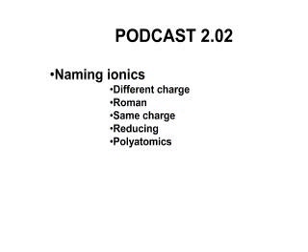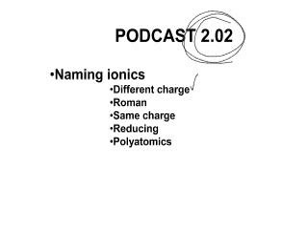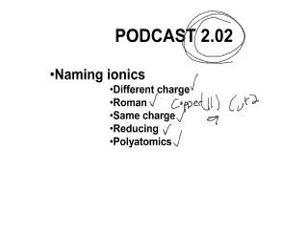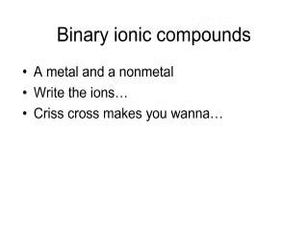Hi everybody, welcome to podcast 2.02 and get ready to actually learn to name something. Ionic compounds are by far the most common type of thing that we name, so we're going to learn the different types, different charged ions, where you have to use Roman numerals to figure out the charges, like our copper 2 is Cu plus 2. So remembering that we've got some Roman numerals we have to use. We've got the same charge, when to reduce, when not to reduce, and lastly our polyatomic ions. So let's hop right into it.